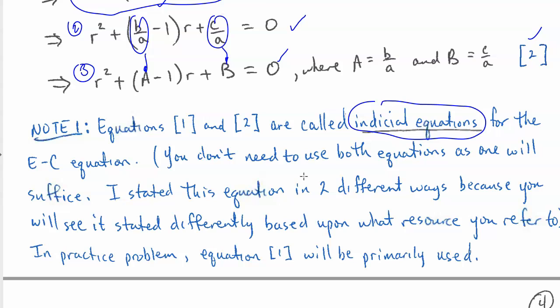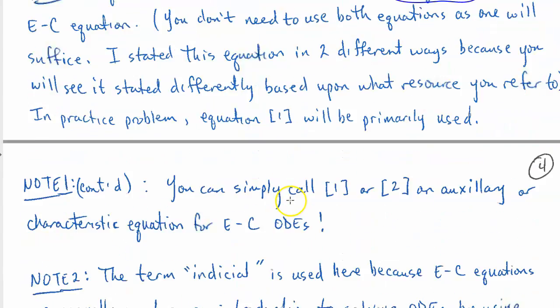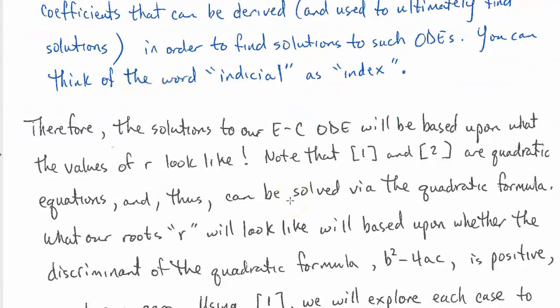So indicial, you can think of it as a fancy word for index, okay? And so that's why it's named that. And that's why you'll hear me say it throughout this video, because even though it is essentially a characteristic equation, the foundational use for it at a higher level makes the word indicial a little bit more appropriate. Okay. All right. So moving on here.